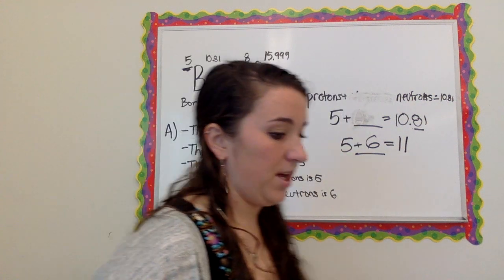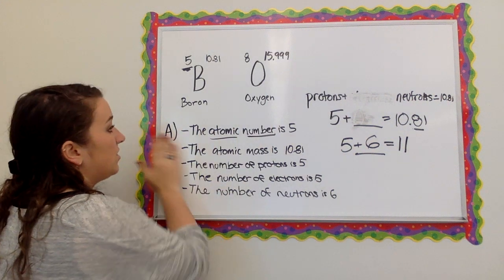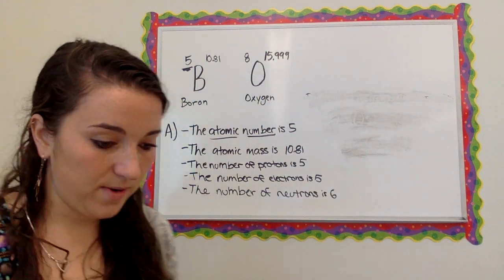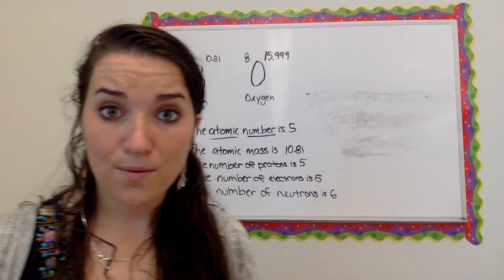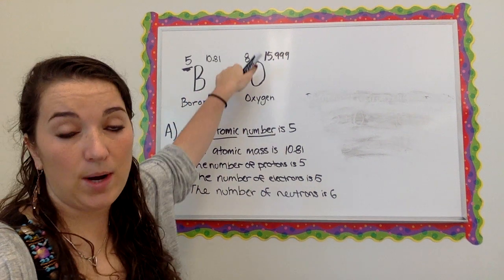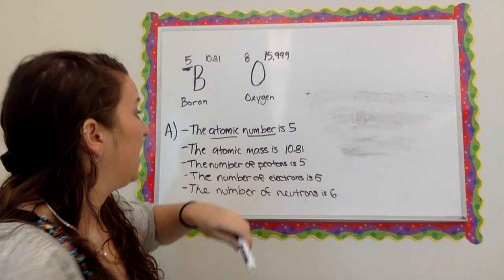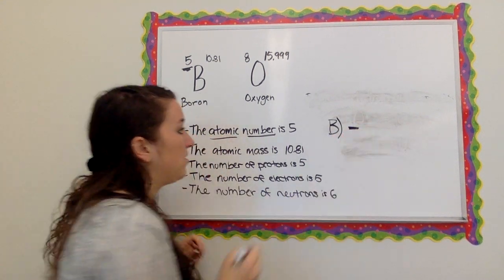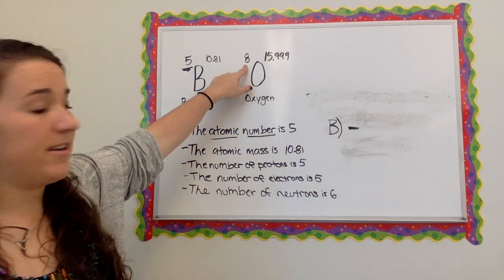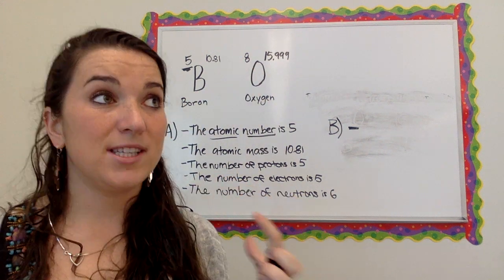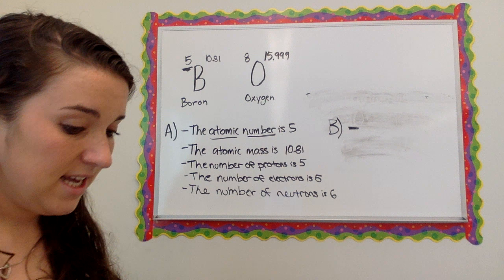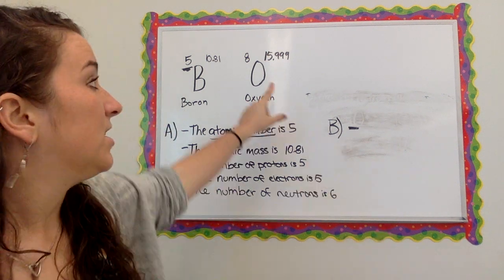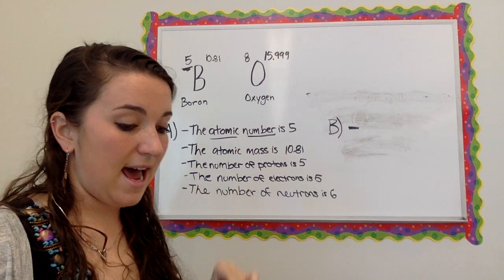So I'll go over this really quickly for the next one as well. So the next one starts with the atomic number of oxygen. Remember, the atomic number is the smaller one, so I'll just walk through this really quickly. For part A, the atomic number, I'm not even going to write it down. You guys can figure it out. The atomic number is the smaller number because it's just the proton, so the atomic number is 8. Atomic mass is the larger number because it's the total mass, so it's 15.999.